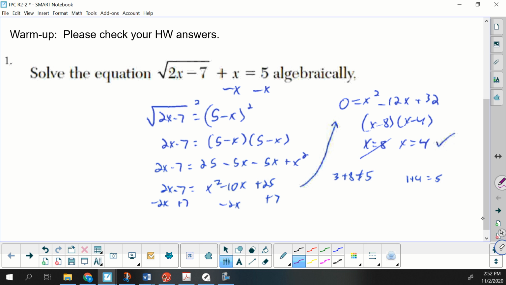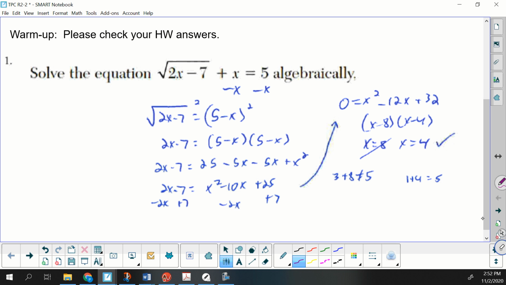We want to multiply to 32 and add to negative 12. So that would give us x minus 8 and x minus 4. Set those each equal to 0 and we get 8 and 4. But you always have to check your answers in square root equations. If we put the 8 in for x, 2 times 8 is 16. Minus 7 will give us 9. Square root of 9 is 3. And then you've got to do 3 plus your x value. So 3 plus 8 does not equal 5.